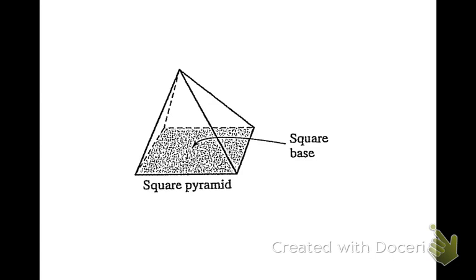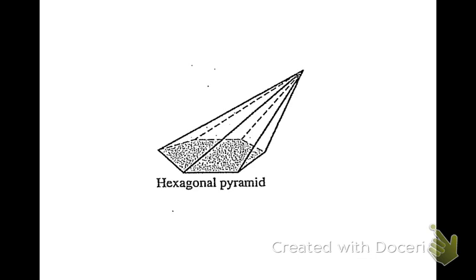Square pyramid. The base is a square. This is a hexagonal pyramid. This pyramid is oblique. The apex is not directly over the center of the base. So it's an oblique hexagonal pyramid. Questions?